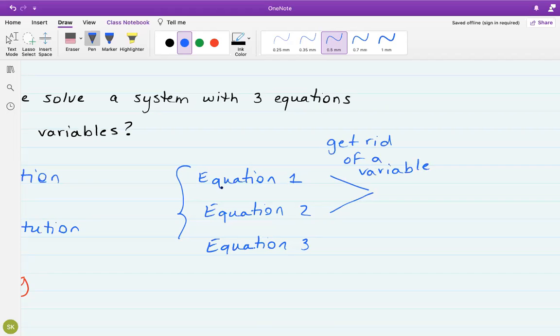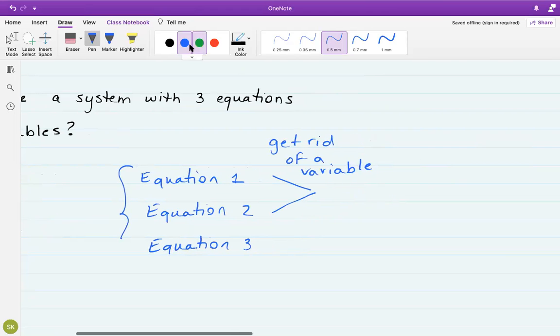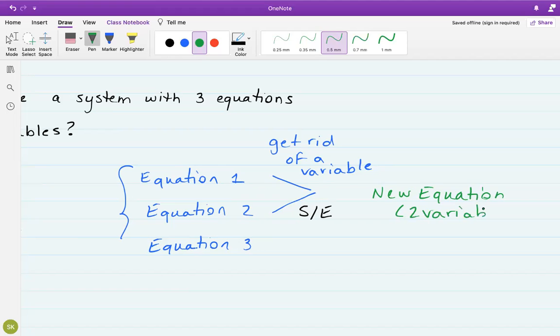So if we had an x, y, and z, maybe you want to get rid of x. And how you're going to do that is you're going to use substitution or elimination. So maybe I can put that here. I'm going to put S for substitution or E for elimination. That's how you're going to get rid of one of the variables. And you're going to see that process in just a minute. But then when you do that, you get a new equation. And this new equation will only have two variables. I'm going to call it new equation 1.